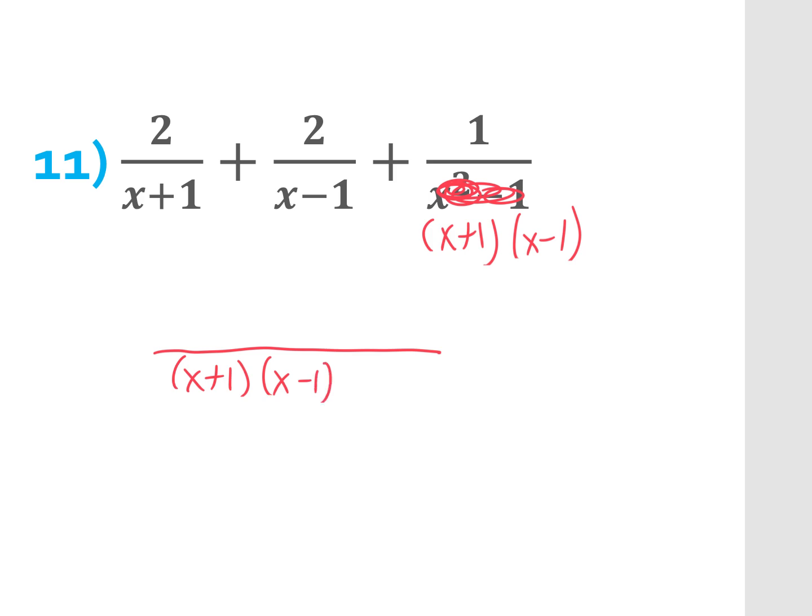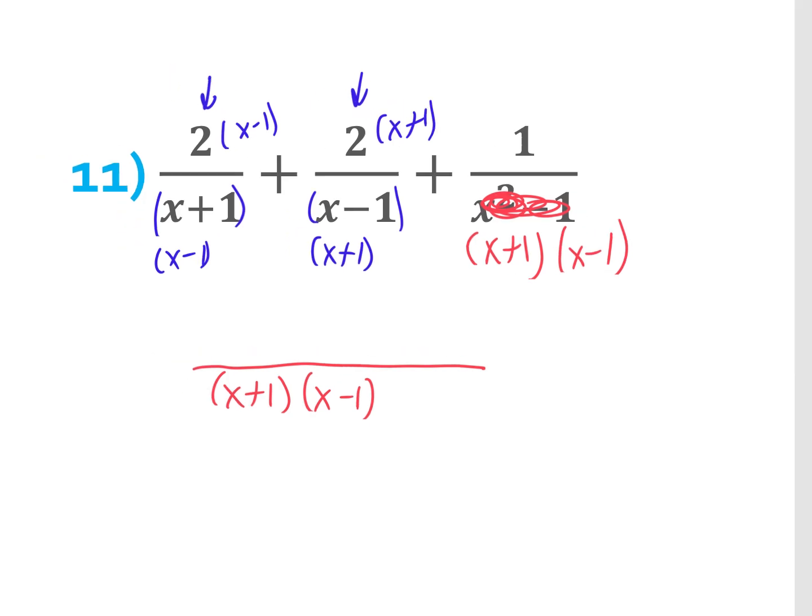Perfect. So now let's figure out what each fraction has and what it's missing. My first one has the x plus 1. What does it need? X minus 1. What you do to the bottom, guys, you do where? To the top. Good. Second fraction has the x minus 1. What does it need? The x plus 1. Perfect. So what you do to the bottom, you do to the top. And my last one already has both of them, right? So do I need to do anything? No. So let's just distribute.